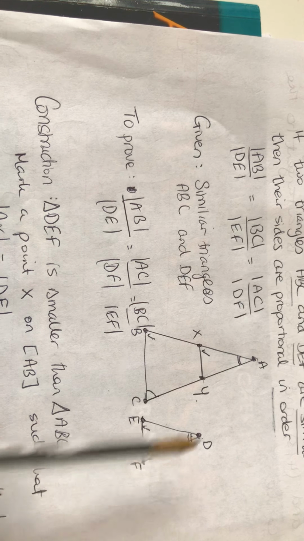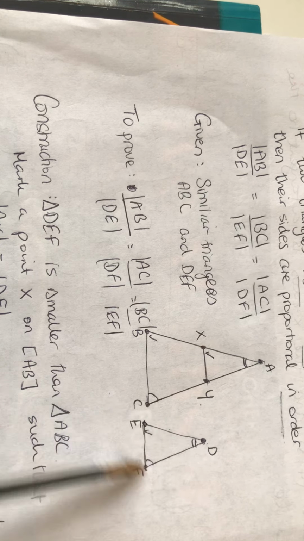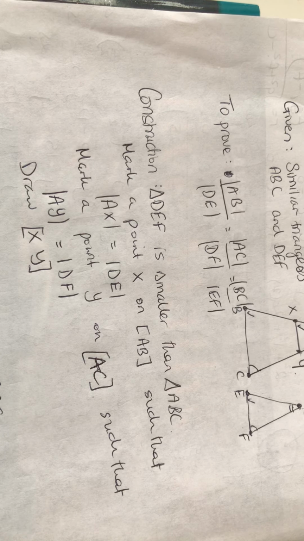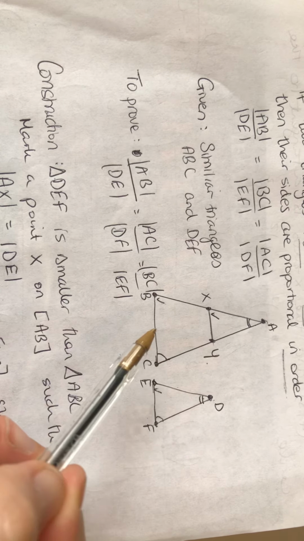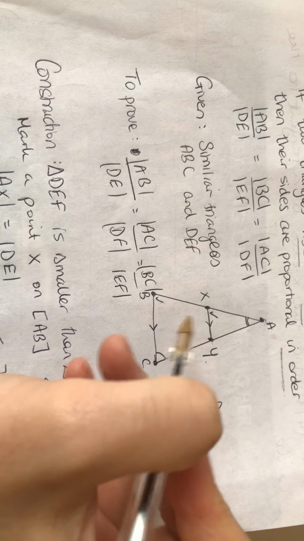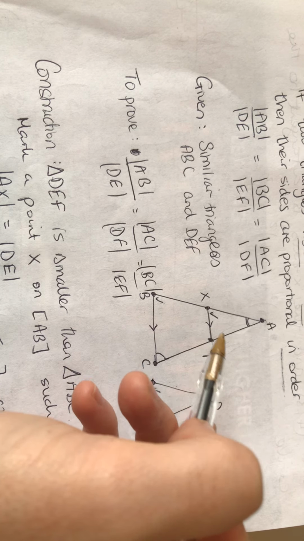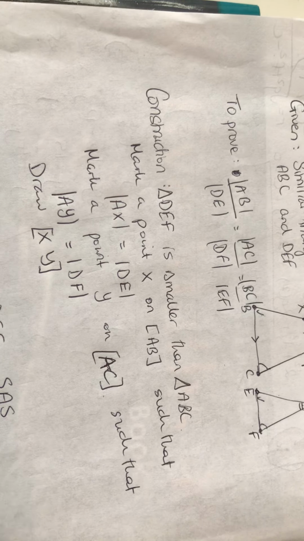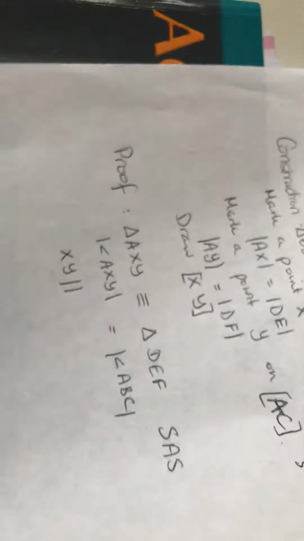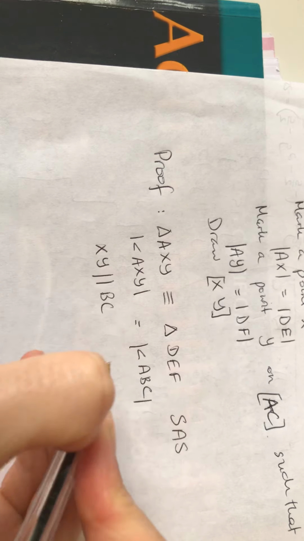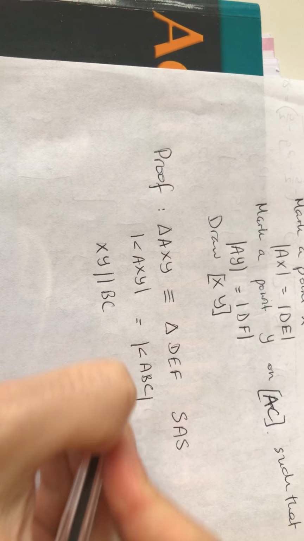How do I know that? Well, if those two are equal and these two triangles are similar, then those two have to be the same. Therefore, if you have corresponding angles, you have parallel lines. If you have parallel lines, you have corresponding angles. So XY is parallel to BC. And the reason that I know that is I have corresponding angles.